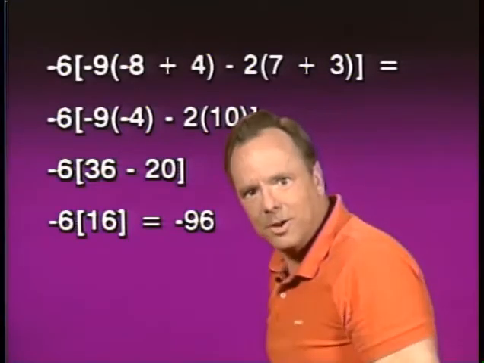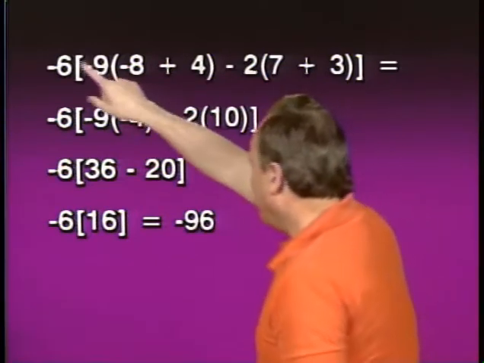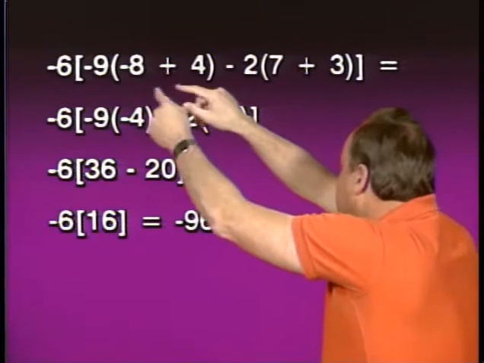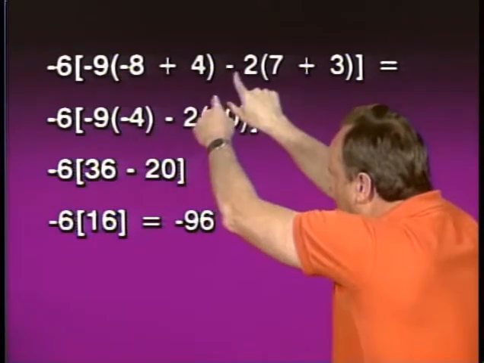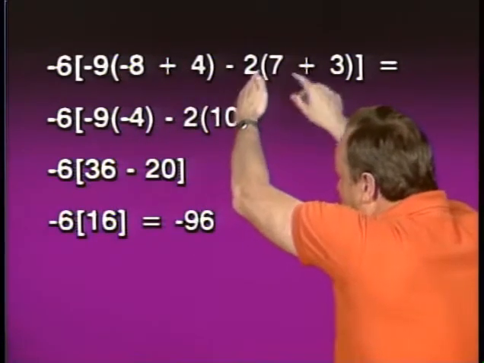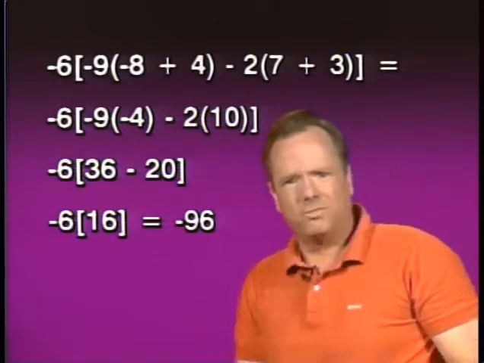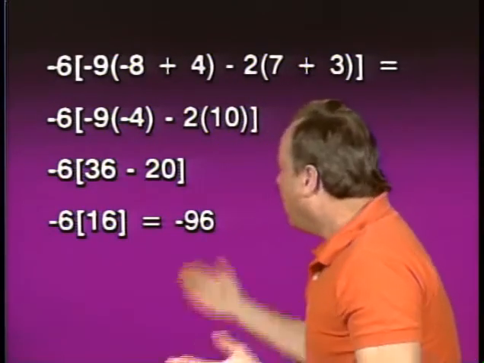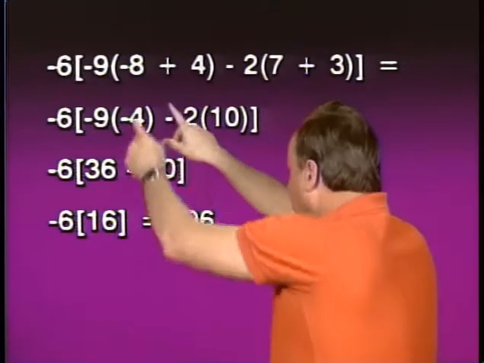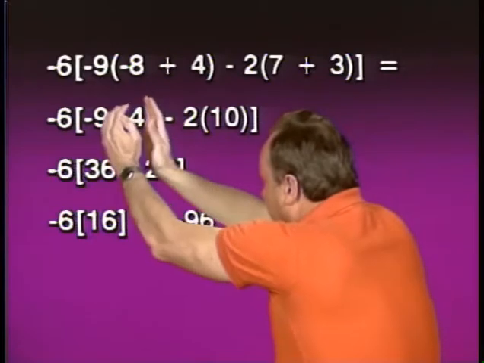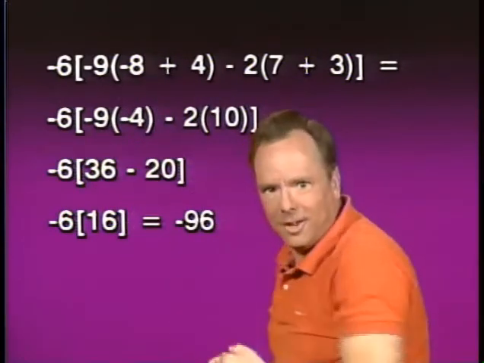Make sure we understand what we're talking about here. Okay, here we have minus 6 times the quantity minus 9 times the quantity minus 8 plus 4, quantity closed, minus 2 times the quantity 7 plus 3, quantity closed, and quantity closed again. Oh, how about that for complicated? All right, all we have to do now is get rid of the quantities. So minus 8 plus 4 becomes minus 4. We squeeze it down to that right there.